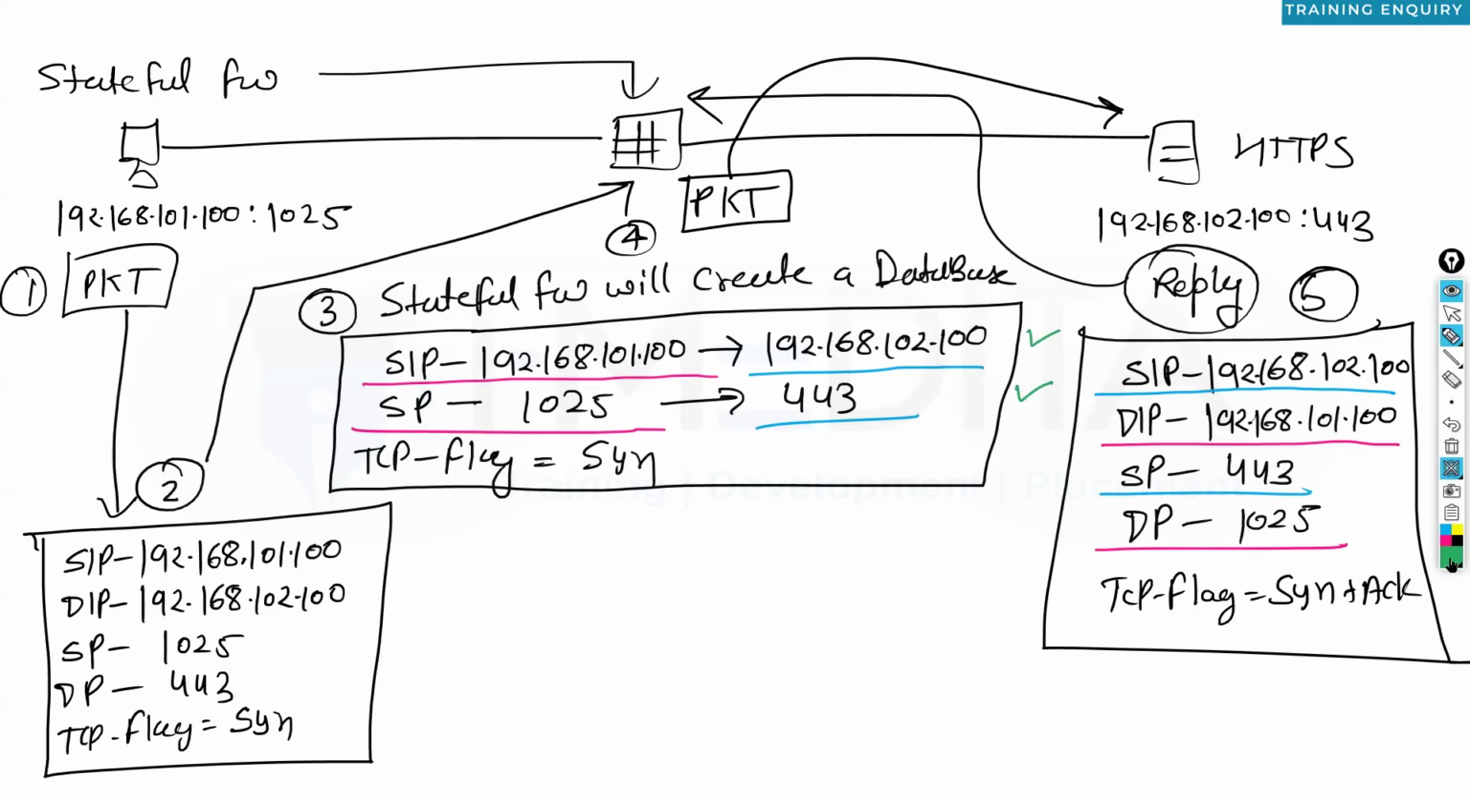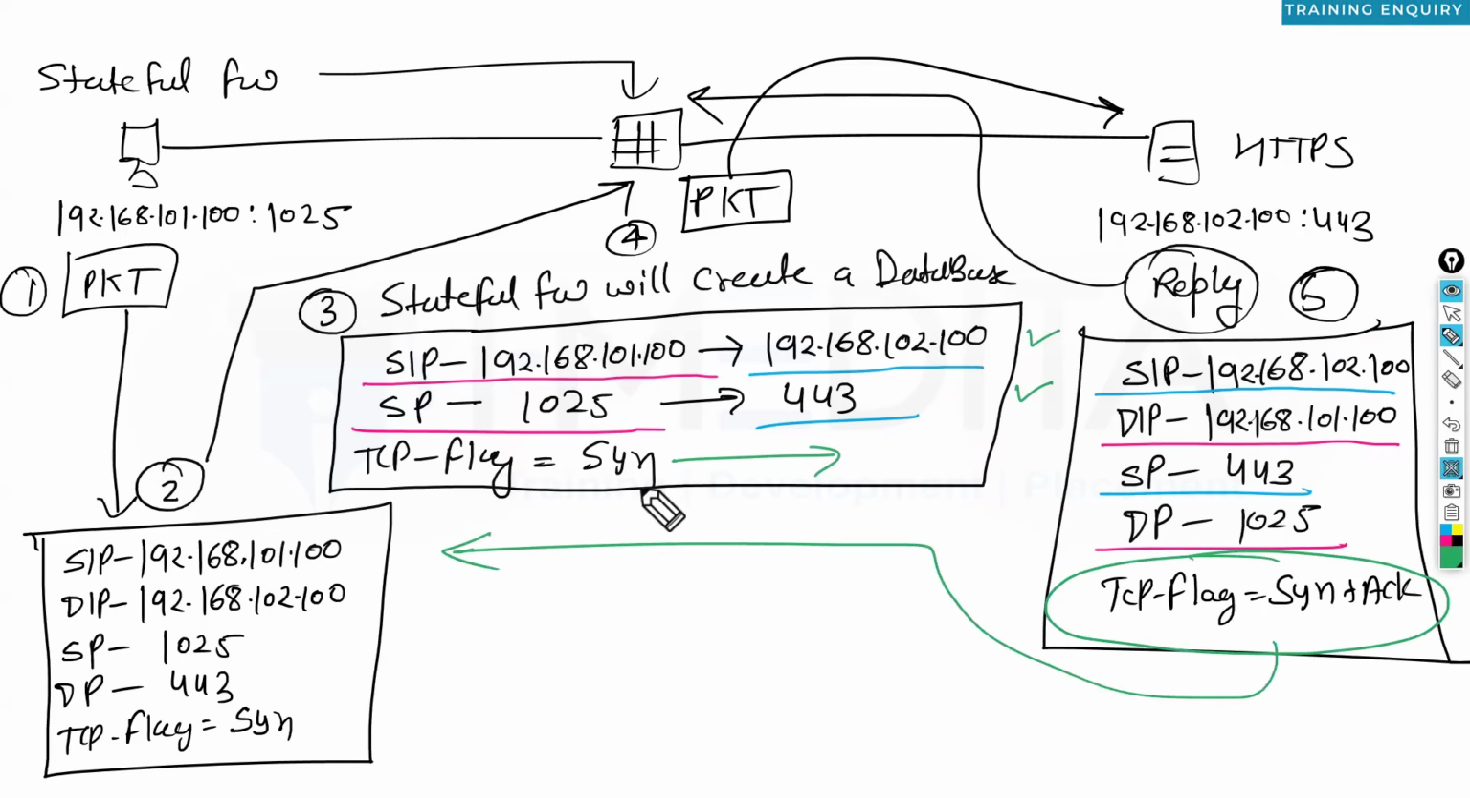Now, next is what? Next we have the flag. Client has sent which packet? SYN flag. Now who is coming? SYN plus ACK. In the response of SYN, SYN plus ACK is coming, or SYN plus ACK will only be accepted if client has initiated SYN. Yes, SYN packet was sent by client. Server is sending SYN plus ACK. Now flags are also matching.